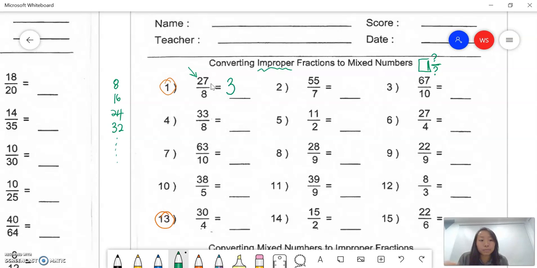my whole number. And then after that, I do have a fraction that's remaining. If I have 3 groups of 8, that's 24, and I have 27 here. So this means 27 minus 24 to find out what the remaining parts are, and that is 3.